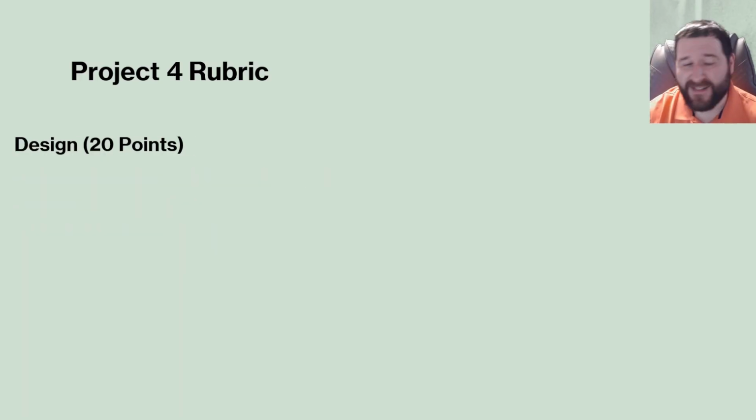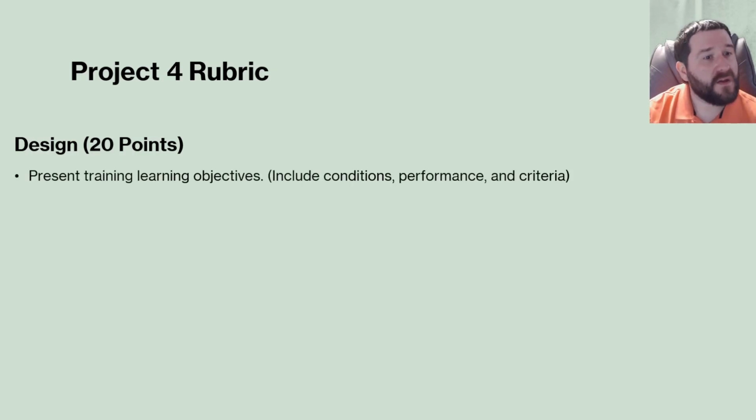Next up, we have the design stage. Once again, 20 points. And I'll be looking at, did you present your training learning objectives? A few people struggle with these in, I believe it was project 2. So remember, when we're talking learning objectives, I want to be able to see the conditions, performance, and criteria of your students. What are you looking for them to be able to perform, and to what level when we're talking learning objectives?